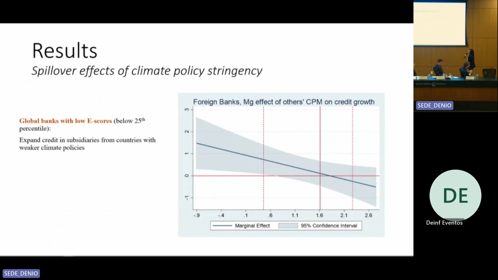And here what we find is that it is the global banks that have low environmental scores. So this is the 25th percentile distribution of E-scores. So only those that lie below this 25th percentile are those that statistically significantly move into countries with weaker climate policies when other subsidiaries are implementing climate policies.